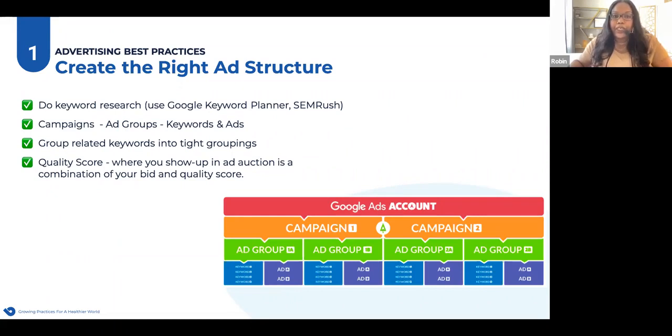So you want to make sure you're doing, as much as you're looking for keywords to put into your ads, you're also looking for keywords that you want to make sure your ads don't pop up with. From there, you want to create campaigns, ad groups, and keywords.